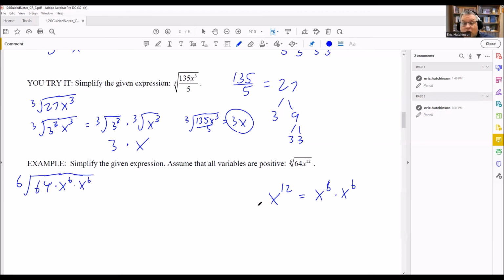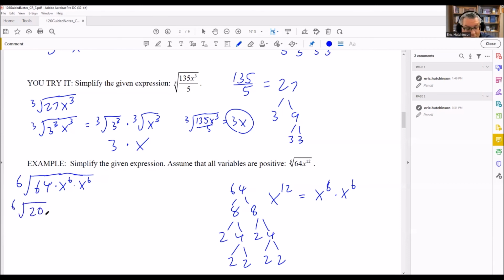Now, the 64, we want to break that down further. So I'll do another little factor tree with that. 64 is 8 times 8. This is a 2 and a 4, and this is a 2 and a 4. And then the 4 can be broken down into 2s as well. So you have 2 multiplied by itself 1, 2, 3, 4, 5, 6 different times, which means that I can write this as 2 to the 6th power inside. So 2 to the 6th.